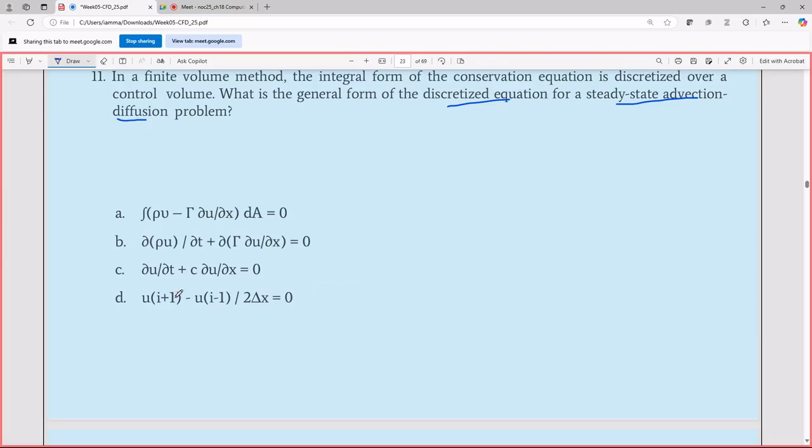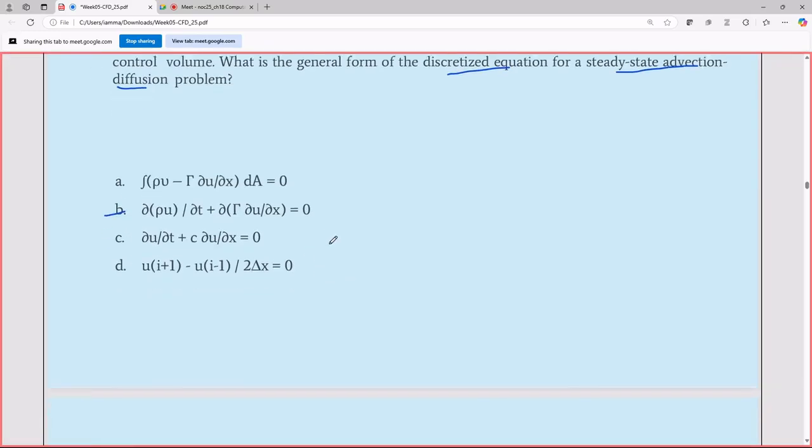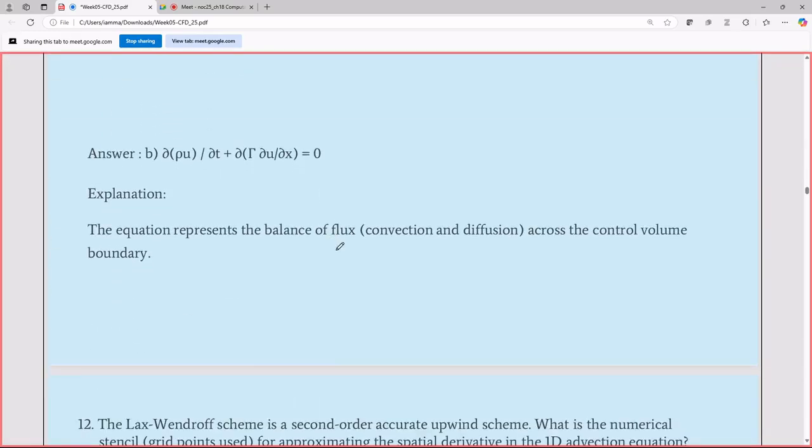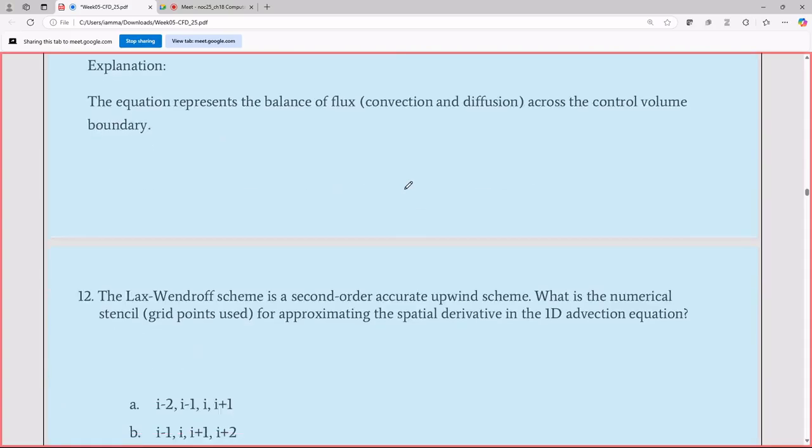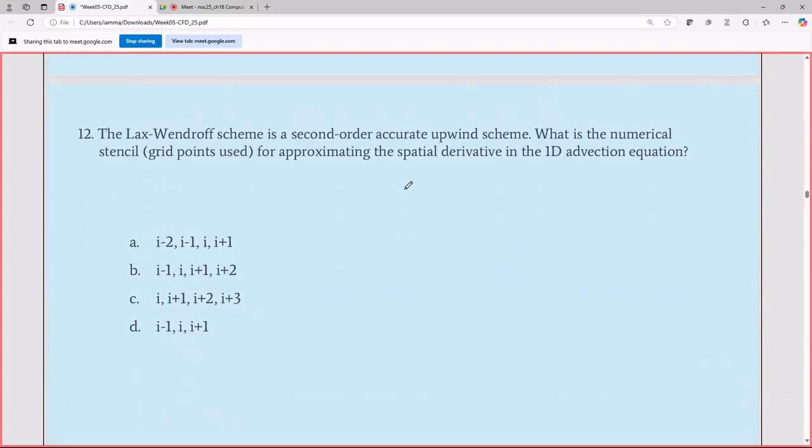Your answer is option B. In this one, both convection and diffusion fluxes are properly represented. Moving on to the next question.